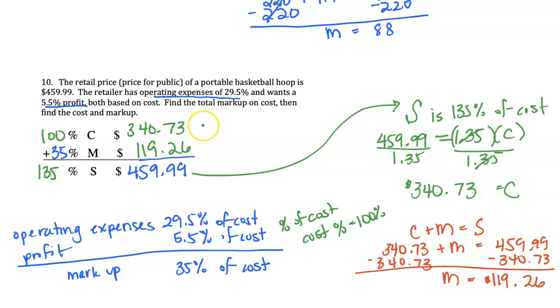So we found everything they wanted. The total markup on cost, we got that. The cost, we got that. And the markup, we found that. And that ends section 8.1.